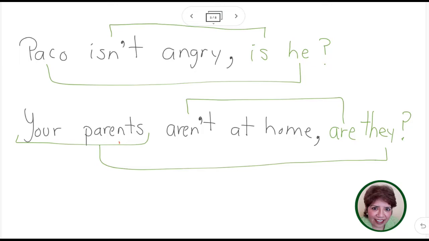Your parents, remember that your parents is equal to say mom and dad. Yes, your parents aren't at home. Are is the opposite of aren't, are, and the pronoun for your parents, we are not going to write for your parents in this part. We are going to write just the pronoun for your parents, and the pronoun is they. Your parents aren't at home, are they?